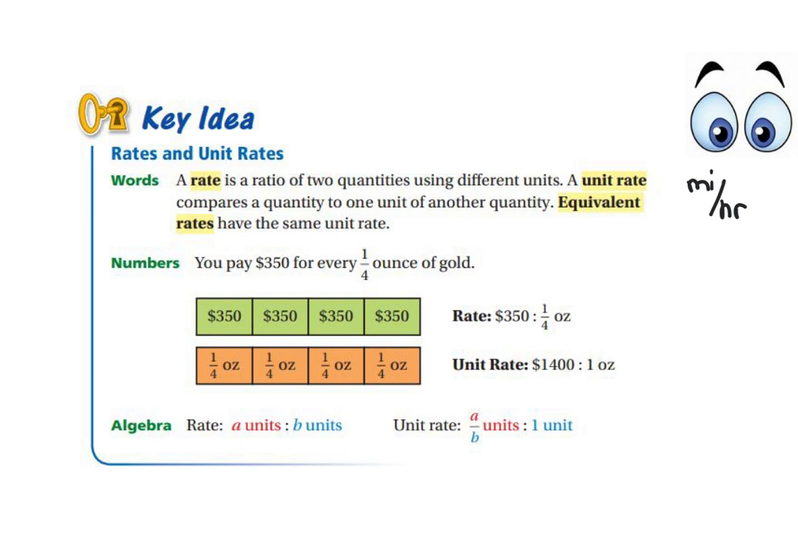An example: you pay $350 for every 1/4 ounce of gold. The rate is $350 per 1/4 ounce. The unit rate is $1,400 per ounce. And all that you did is multiply times 4, and then you multiplied your other unit times 4 as well.